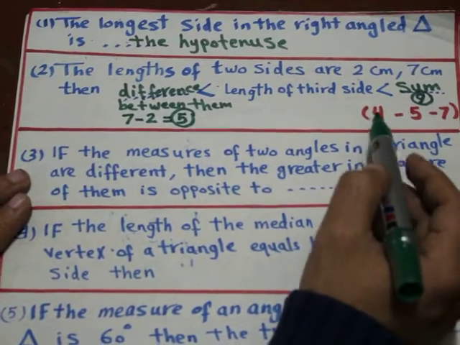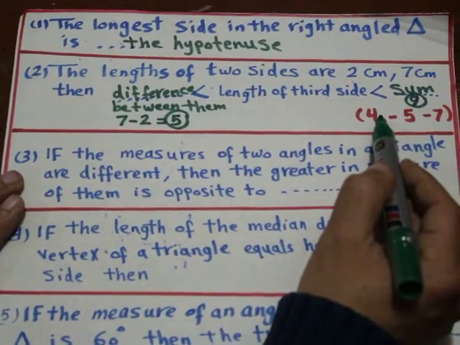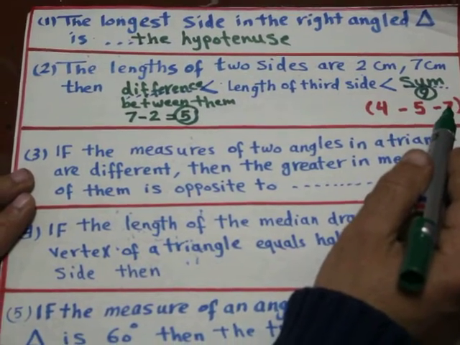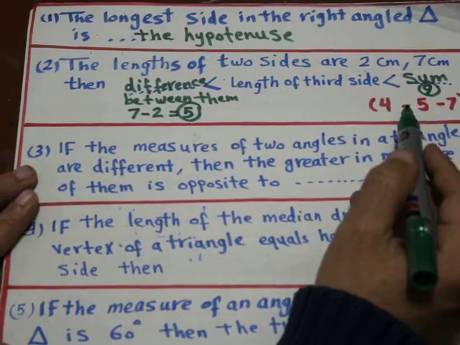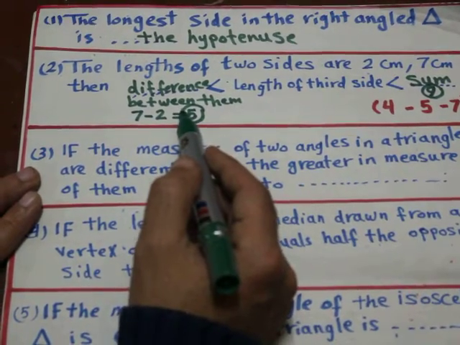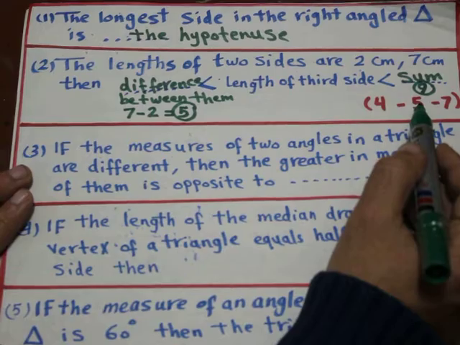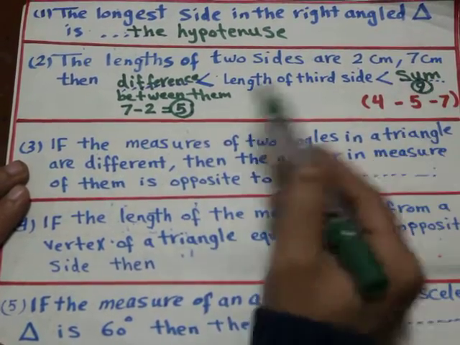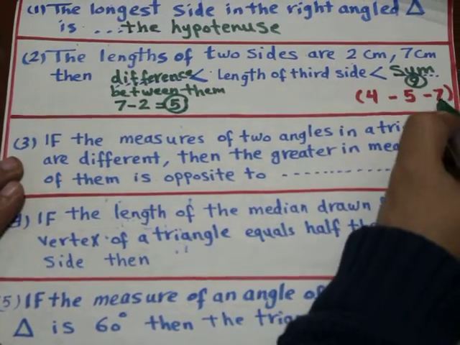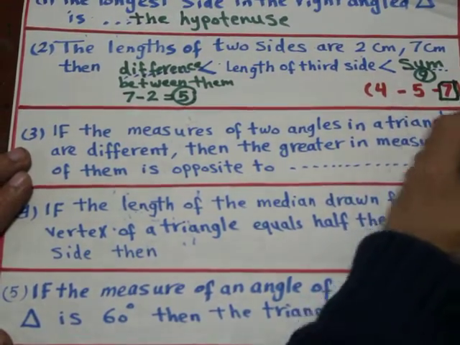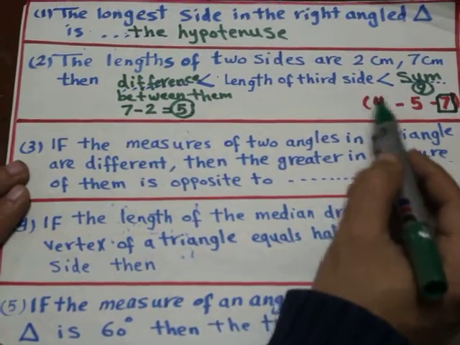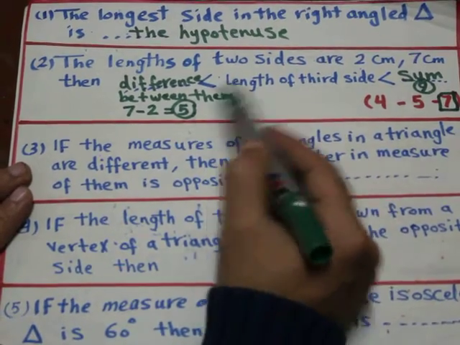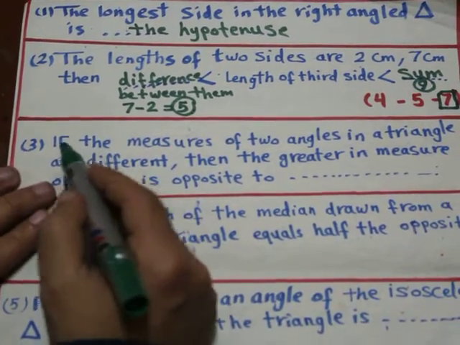And if he said choose the length of the third side, maybe 4, 5, 7. We can't choose 4 because 4 is smaller than 5. And we can't choose 5 because 5 is equal to 5. I want a number between 5 and 9, which is 7. So if we want to choose the length of the third side from 4, 5, 7, we choose 7 because 7 is between 5 and 9.